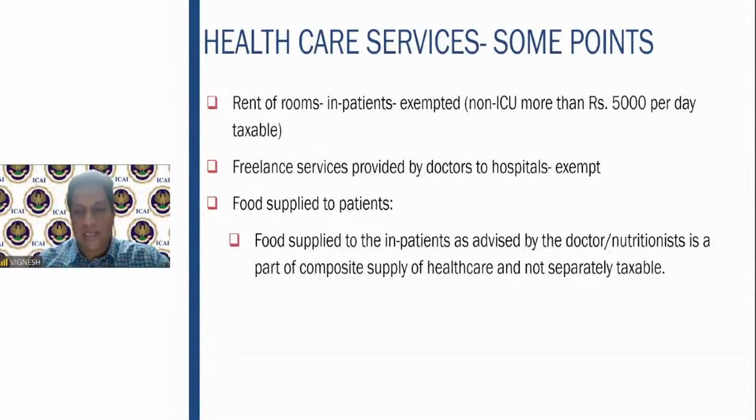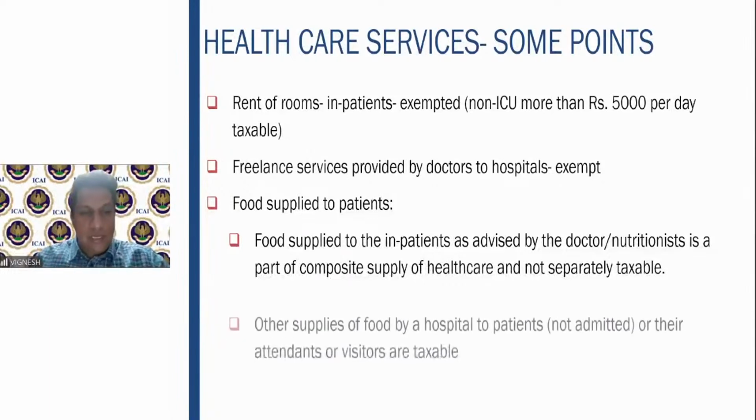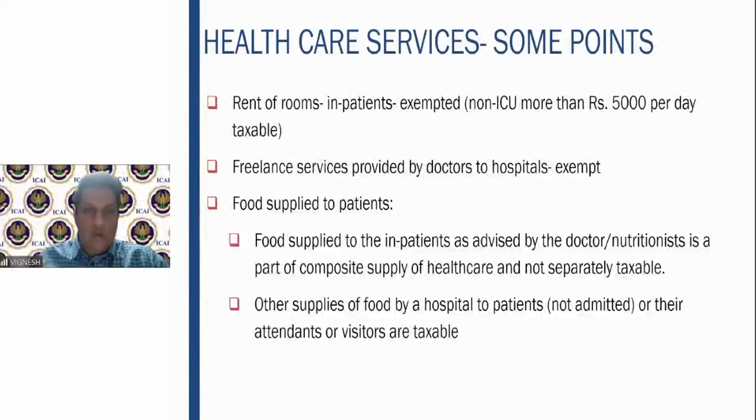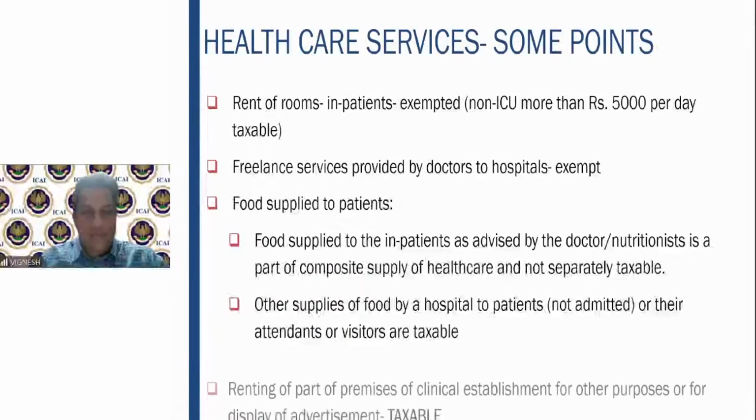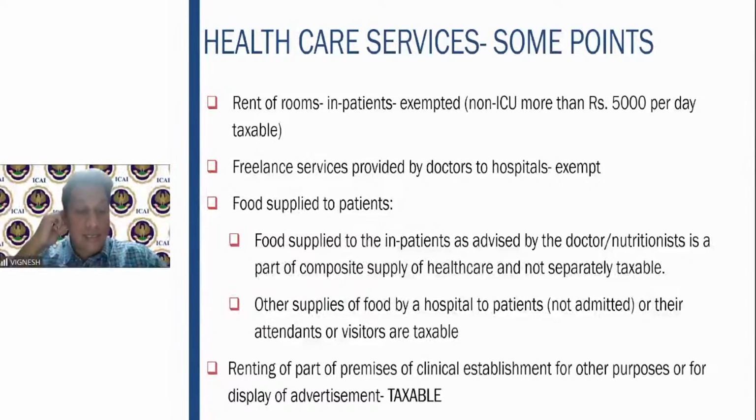Food supplied to patients. If the patient is admitted in the hospital, and the doctor or nutritionist is telling that you have to give them this particular thing, then if the inpatients are given this particular food, it is a part of a composite supply of healthcare, where healthcare is the principal supply. So therefore, this becomes exempt. But if, apart from the patient, you are taking care of the patient and eating something in the hospital, that is not exempt. That is chargeable to tax. Only for the patients, as per the nutrition, it is exempt.